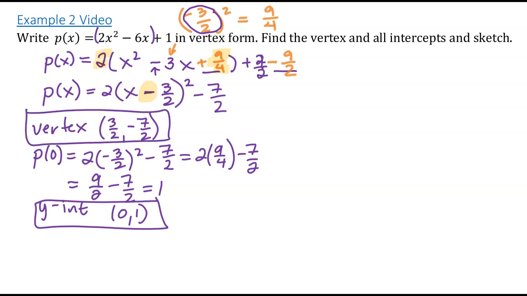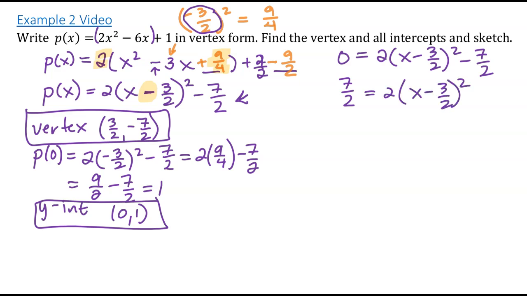Okay, last thing I need is x-intercepts, which you find by letting the equation equal 0, letting y equal 0. And where's my vertex form? I'm going to do this from vertex form. So 0 equals 2 times x minus 3/2 squared minus 7/2. This one might be a little messy. I'll start by adding the 7/2. And then I need to divide by 2, which is going to give me 7/4. Remember, dividing by 2 is the same as multiplying both sides by 1/2.